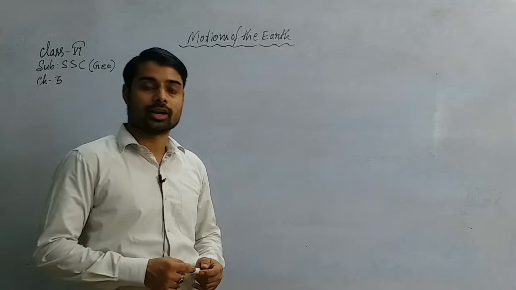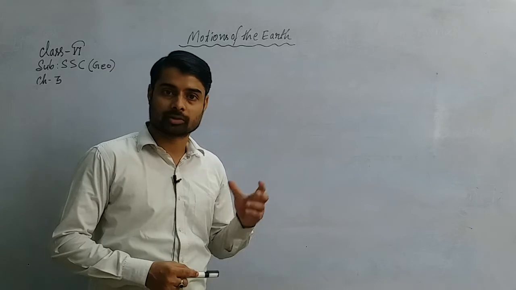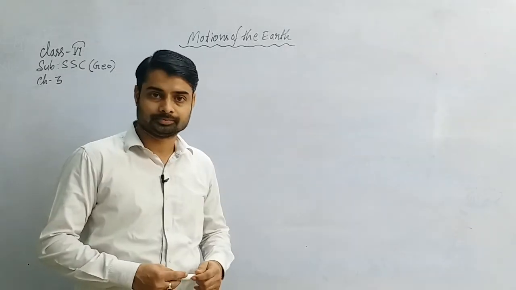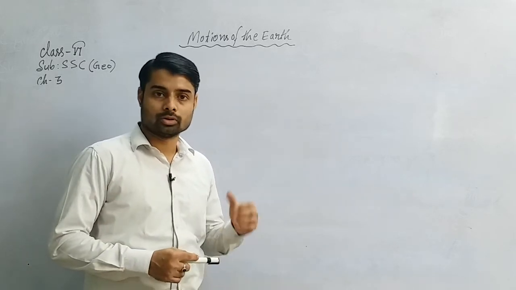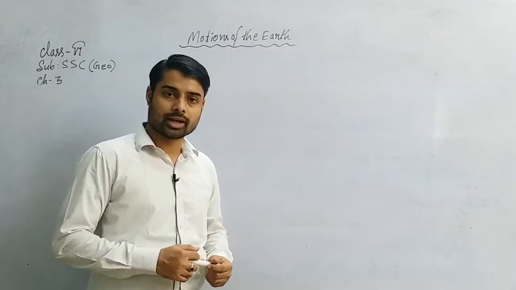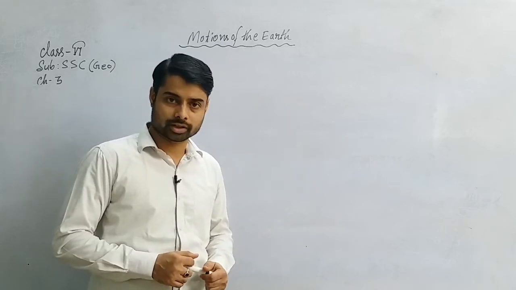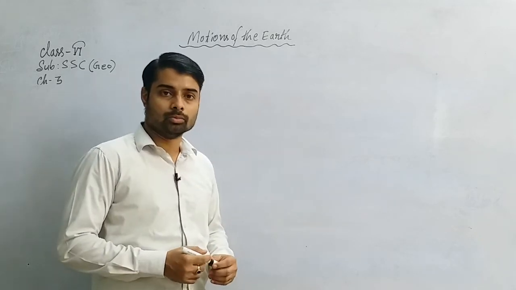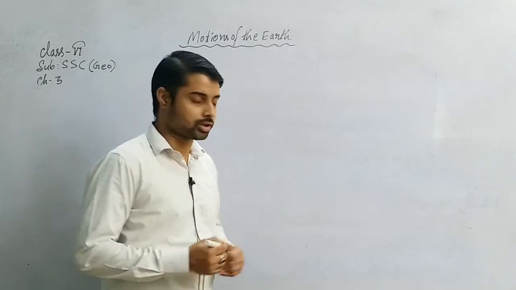And today in this class we are going to discuss another chapter from your geography book, chapter number 3, and the name of the chapter is Motions of the Earth. So you know that Earth moves on its axis as well as around the sun in an elongated path. When Earth moves on its axis, it is called rotation.